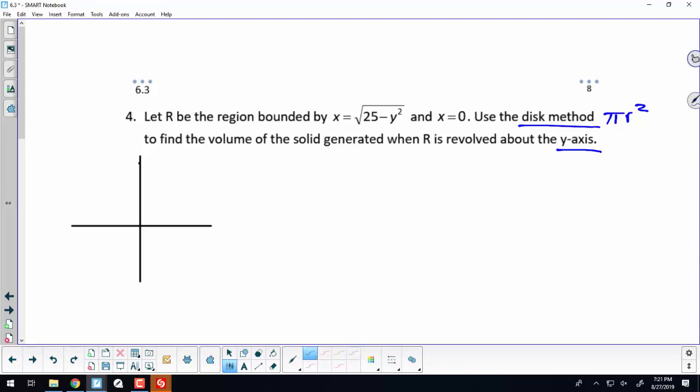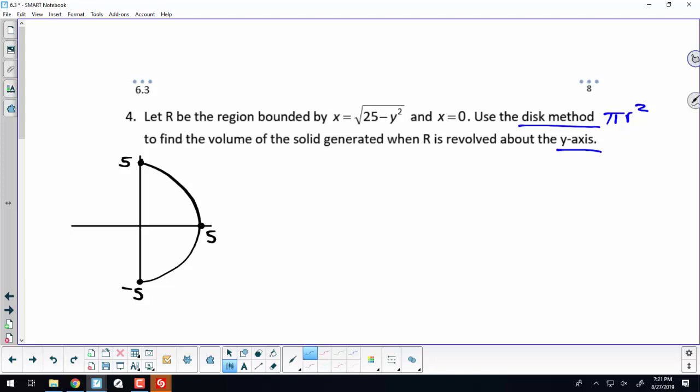So we have that semicircle. What's the radius of that? 5. So this value is negative 5. Positive 5 and positive 5. Okay.